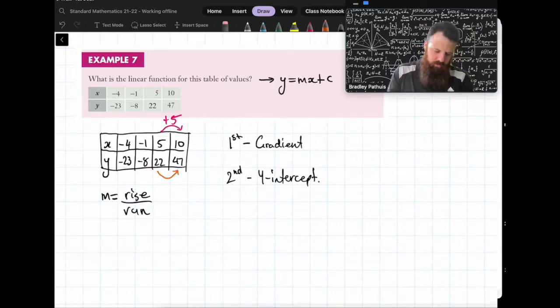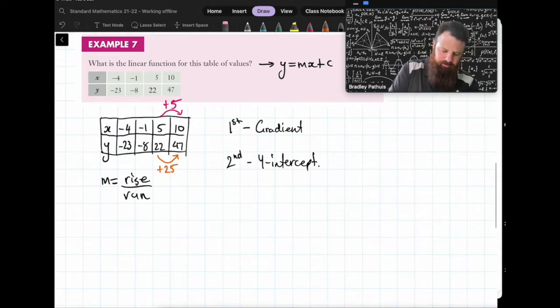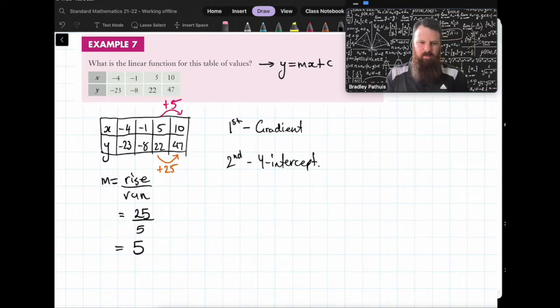What is the change from 22 to 47? Well, 47 take away 22 to figure out that change. Well, that is going up by 25. So our gradient is the rise, the y value, the 25 over 5. So our gradient, when we simplify that fraction, is 5. So gradient equals 5. Tick. Job done. Now, we need to figure out the y-intercept. There's a couple of ways we can do the y-intercept with this question.